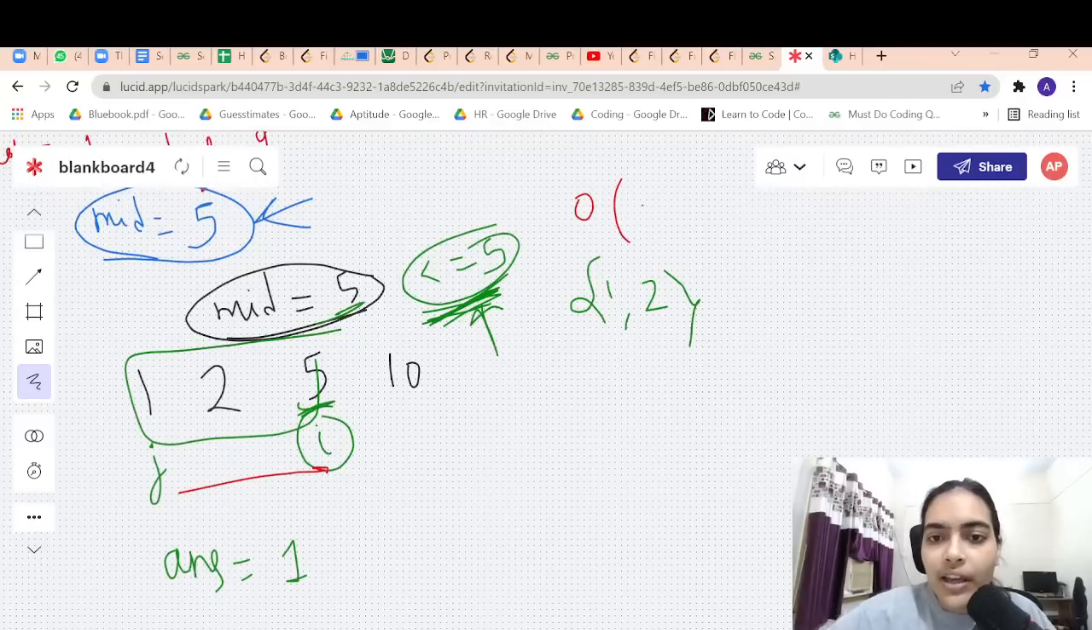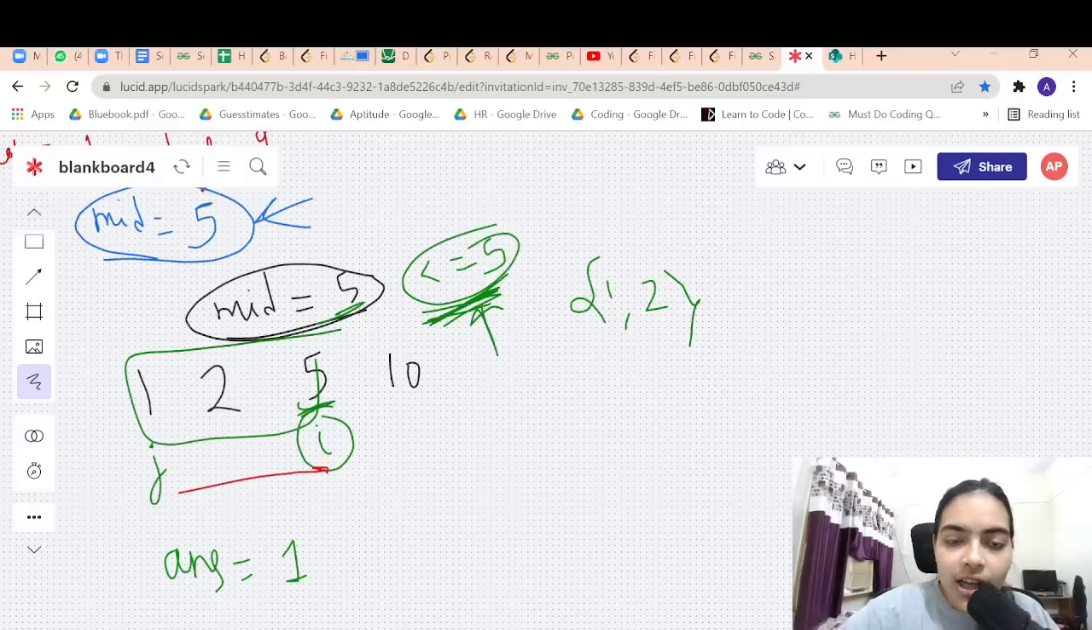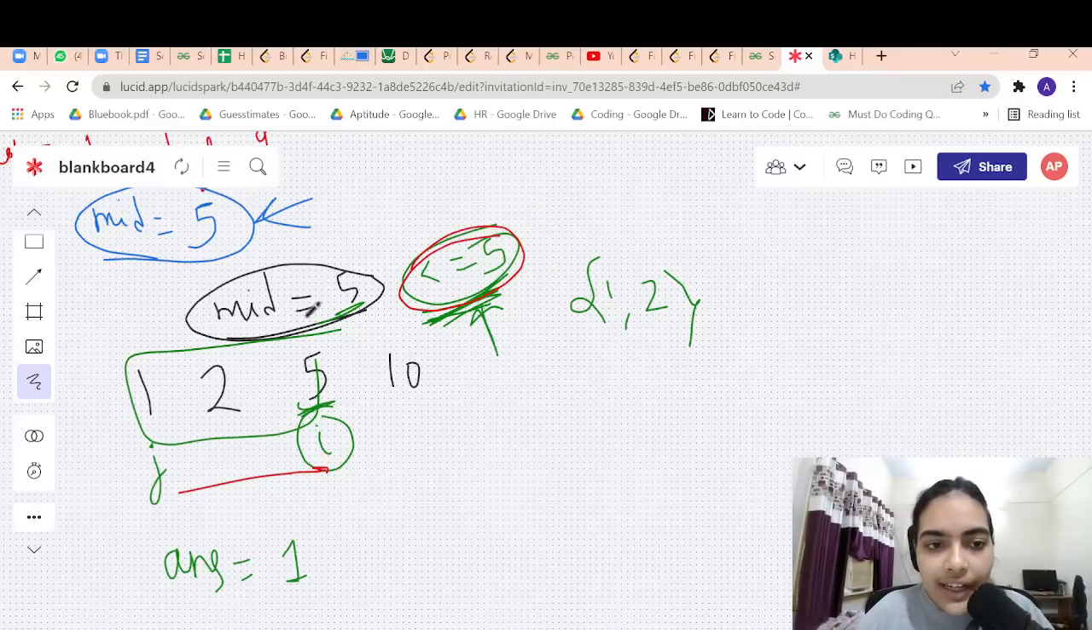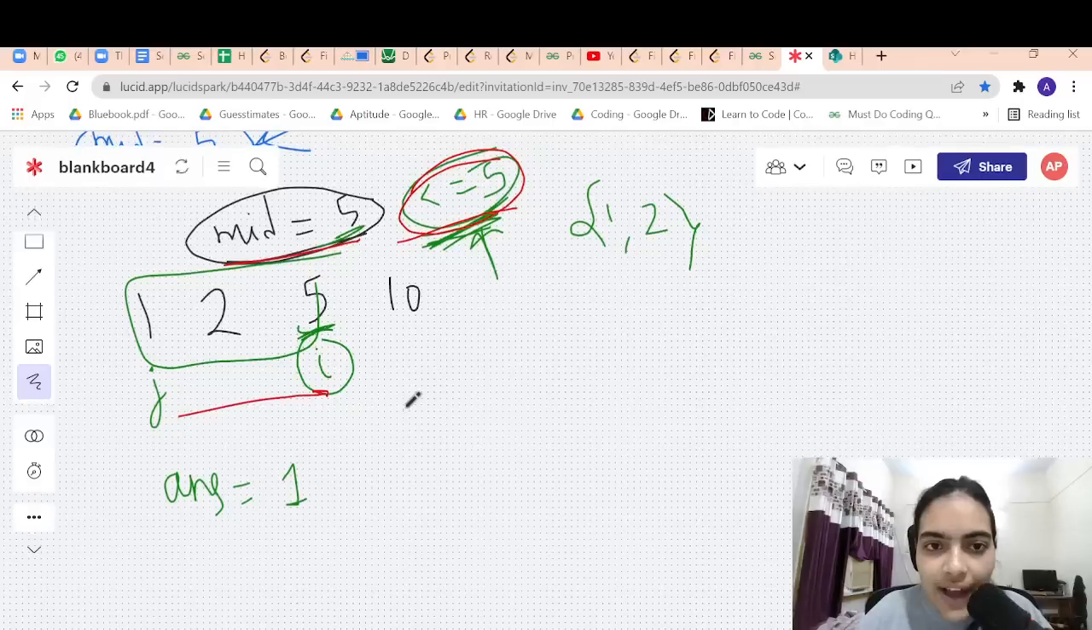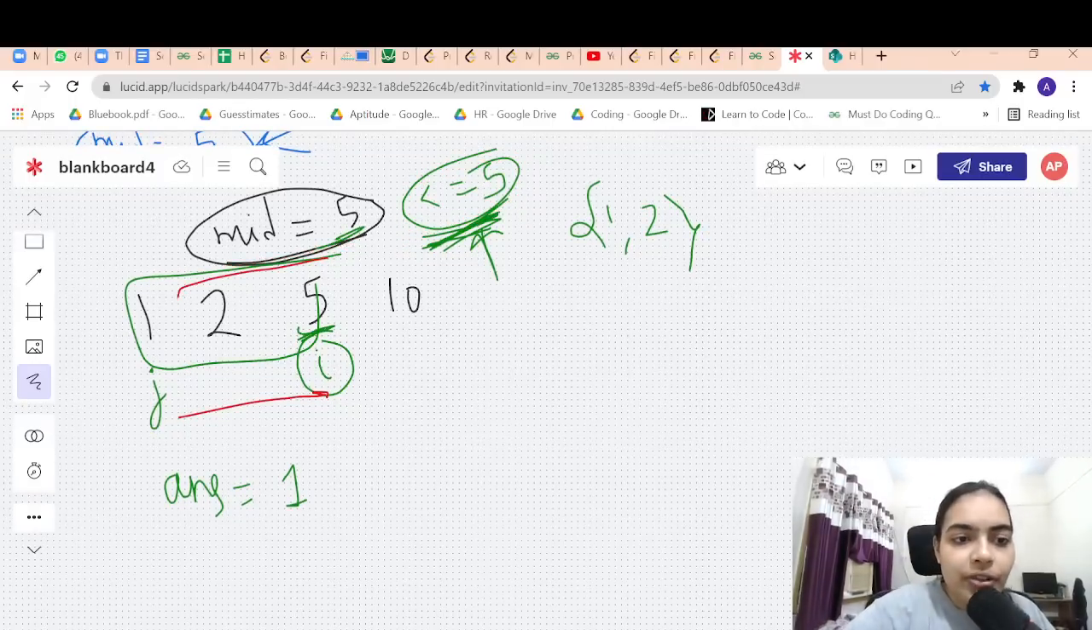Why are we doing this? See, the brute force approach made us find the pairs in O(n^2). Now just in O(n) using sliding window, we can check if we are able to find pairs less than or equal to a specific number. So currently our mid is 5, so we are checking how many pairs have the value less than or equal to 5, right? So we found two more pairs, okay?